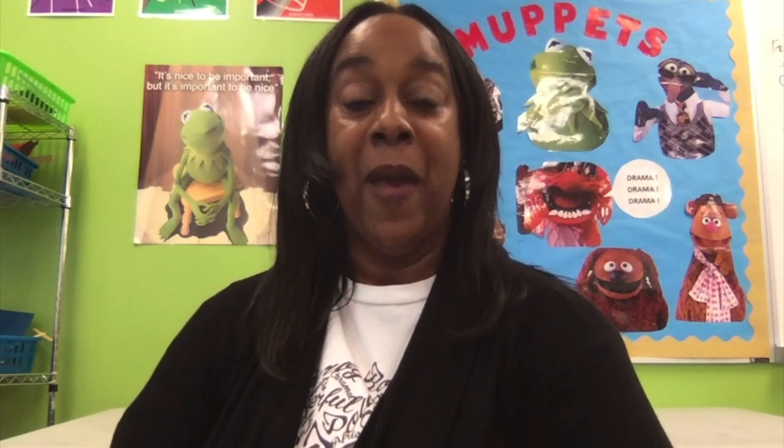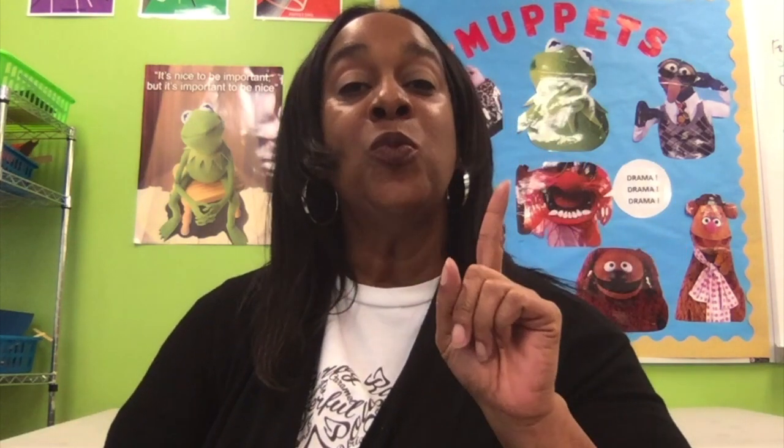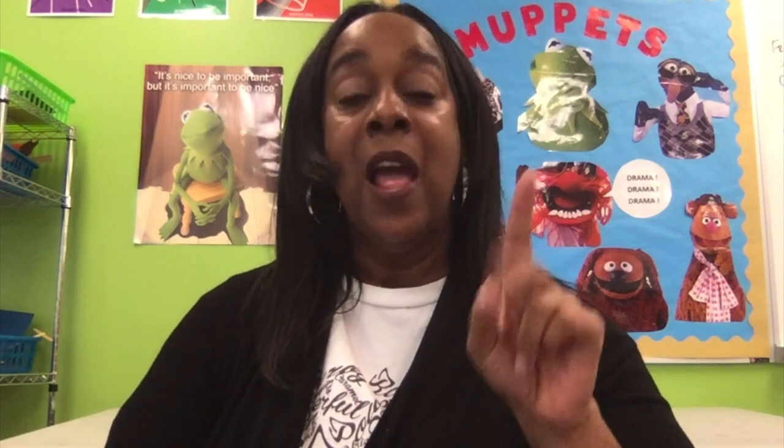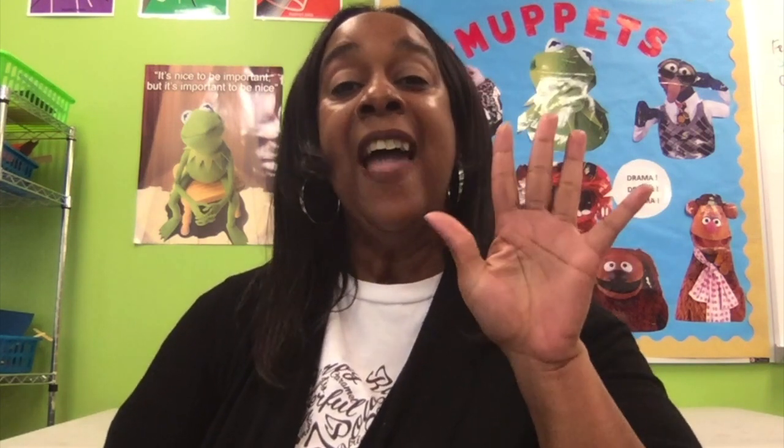Today we're going to talk about the 5 basics of puppetry manipulation. The first one is entrances and exits. The second one is height. The third is eye contact. The fourth, lip synchronization. And the fifth is believable movements. So let's start with entrances and exits.